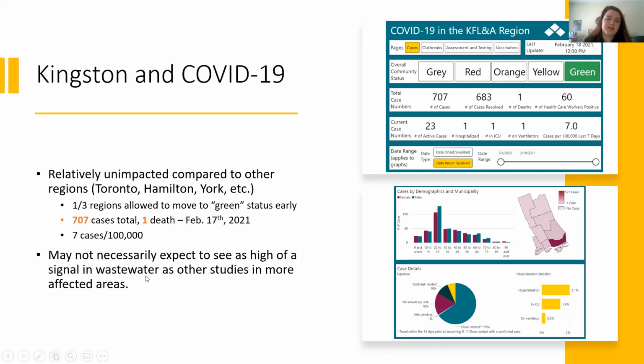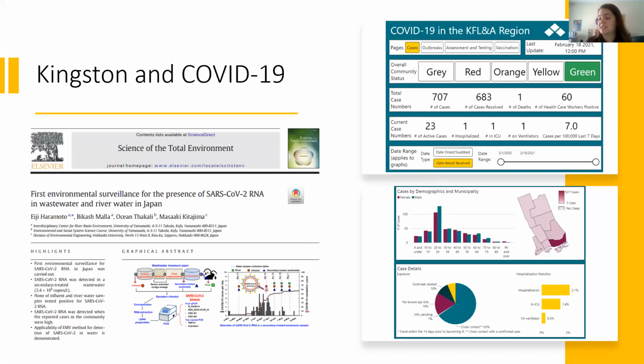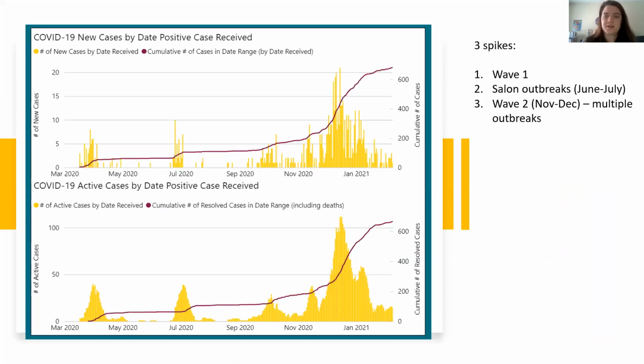So because that case rate is a little lower than some of those other urban centers, we may not necessarily expect to see as high of a signal in wastewater as some of those other international studies. However, that's not to say that it's impossible. I did find this study from Japan where they had an even lower case rate, about 4.4 per 100,000. And when they had days or weeks where they were seeing higher caseloads, they were able to report more viral RNA in the population. That gives me hope, because there are definitely spikes in Kingston.